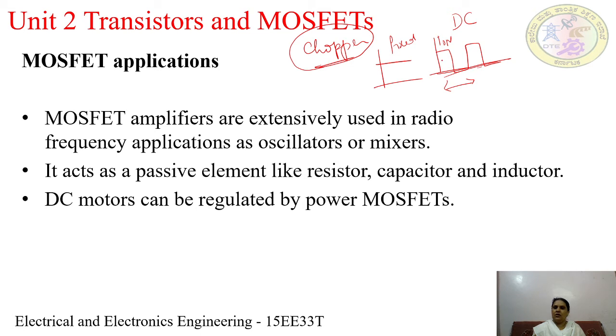So we have the MOS on, therefore it is the on time. MOS off, it is the off time. So by changing the T on and T off of the MOSFET, we can vary the output DC voltage. For power regulation, it is extensively used.